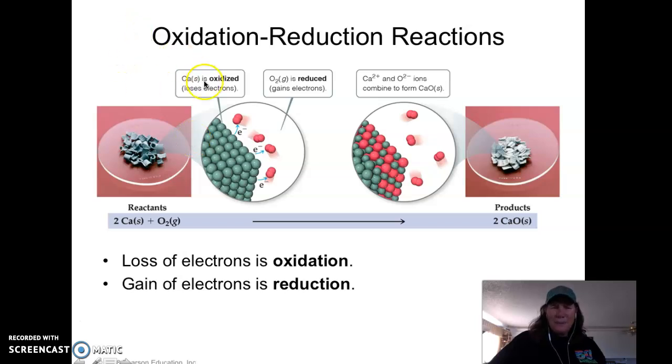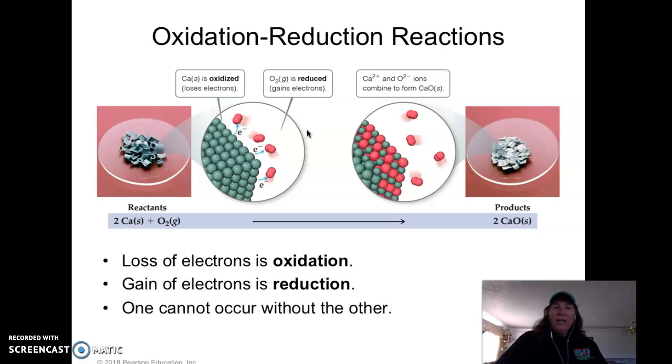And I think it says it up here. Calcium is oxidized because it loses electrons. Oxygen is reduced because it gains electrons. There's a little saying, it's called oil rig. Oxidation is loss. Reduction is gain. And again, you got to remember, we're talking about electrons. So if oxidation is loss, it actually becomes more positive. So oxidation, it becomes more positive. Reduction, it becomes more negative.